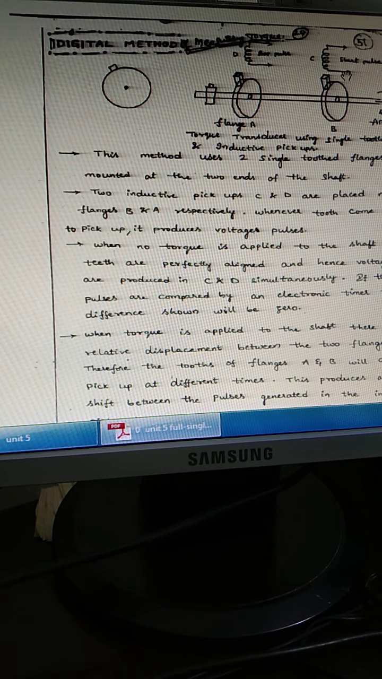The purpose of these pickups is that they will produce pulses continuously. They will produce a pulse whenever a tooth comes nearer to them. Whenever the tooth comes nearer to the coil pickup, it will produce a pulse.